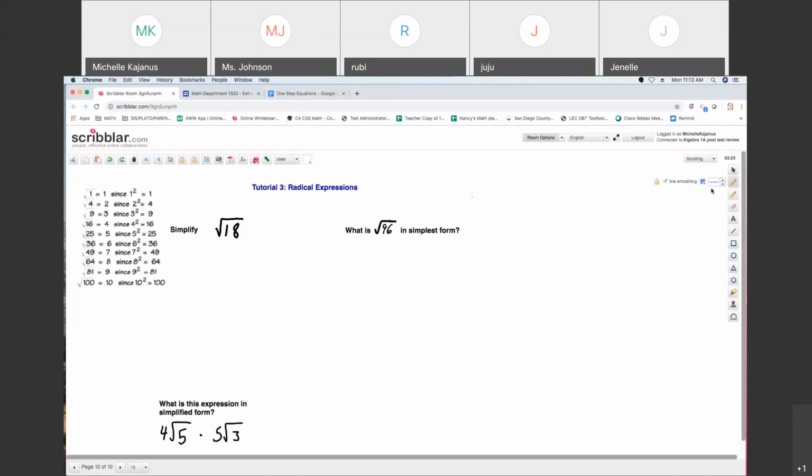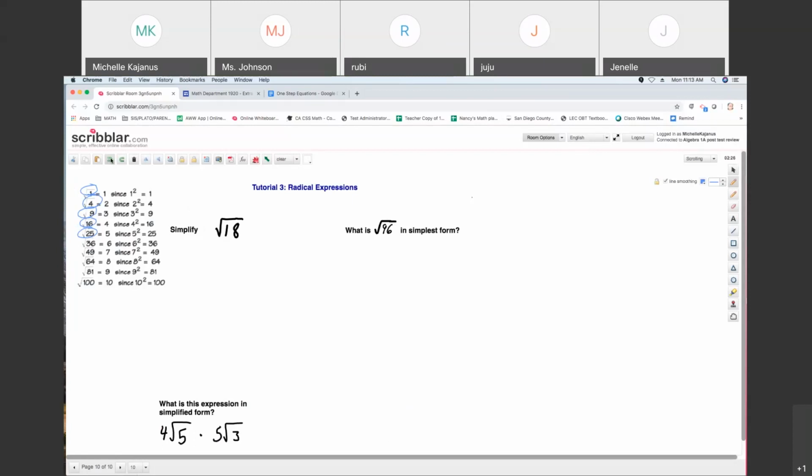Okay, the first one. Simplify the square root of 18. The very first thing you want to check is, does 18 have a square root? So I'm going to check my list. I have square root of 1, square root of 4, square root of 9, square root of 16, square root of 25. Nope, we don't. It should be somewhere in here, but it's not.